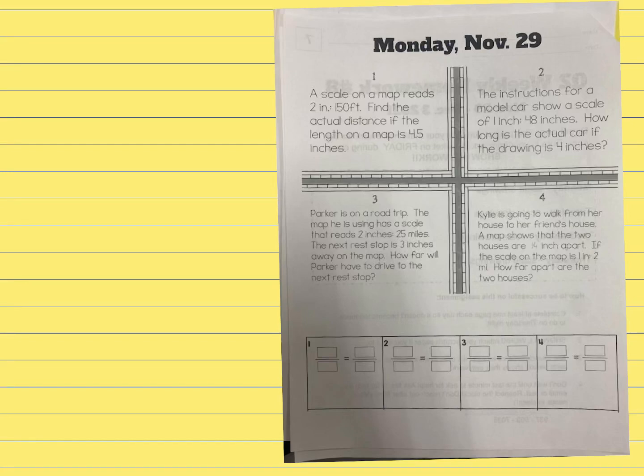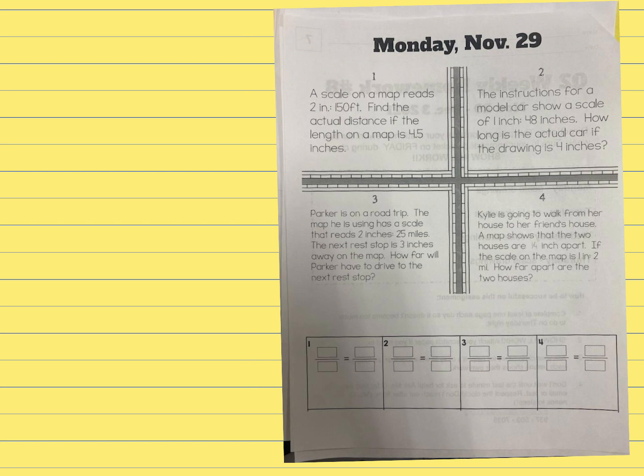Okay, so scale drawings are really just proportions. So for the first one, it says a scale map reads 2 inches to 150 feet. Find the actual distance if the length of the map is 4.5 inches.